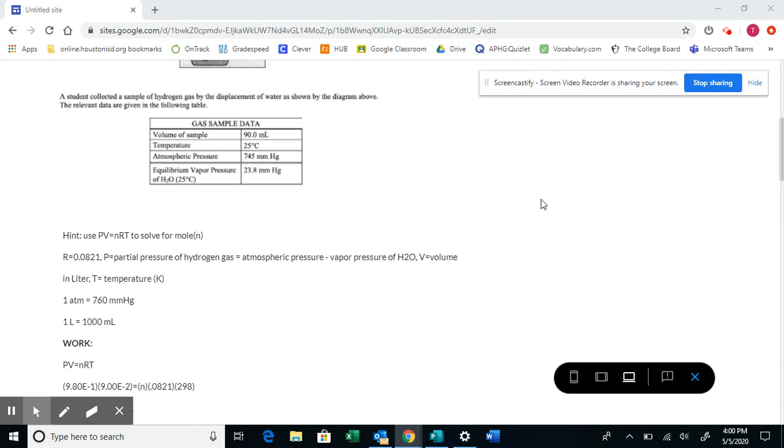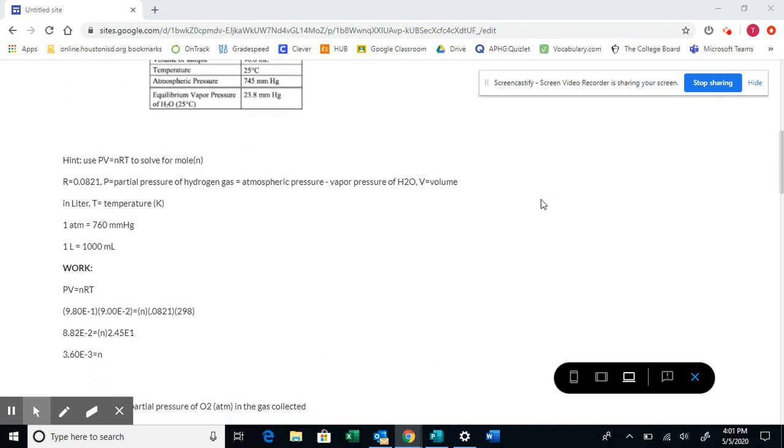R is a constant and it will always be 0.0821. P is the partial pressure of hydrogen gas, or atmospheric pressure, also known as ATM, or the vapor pressure of H2O. V is the volume in liters, and T is the temperature in Kelvin. 1 ATM, or atmospheric pressure, is 760 mmHg, and 1 liter is equal to 1,000 milliliters.